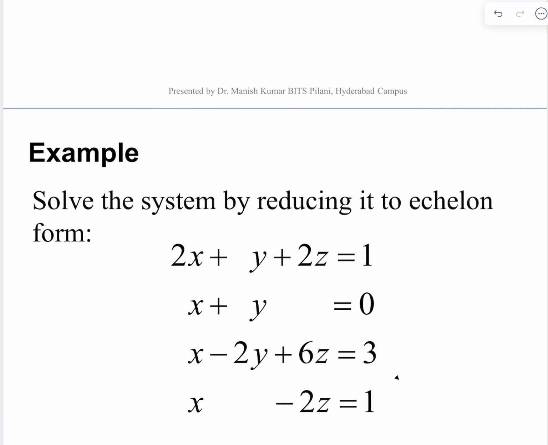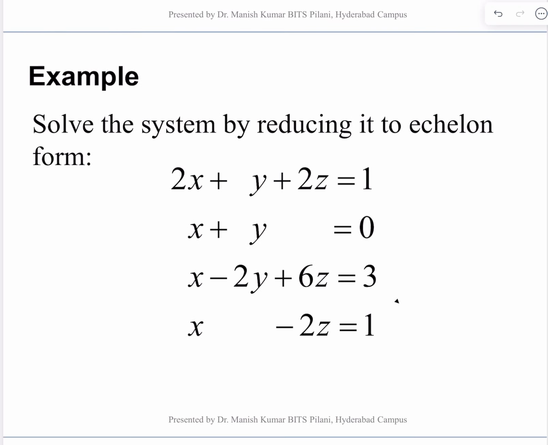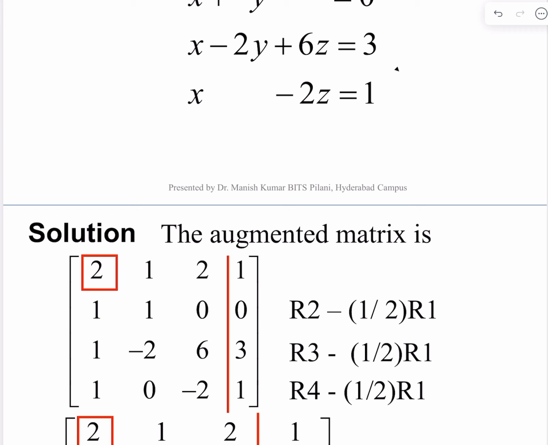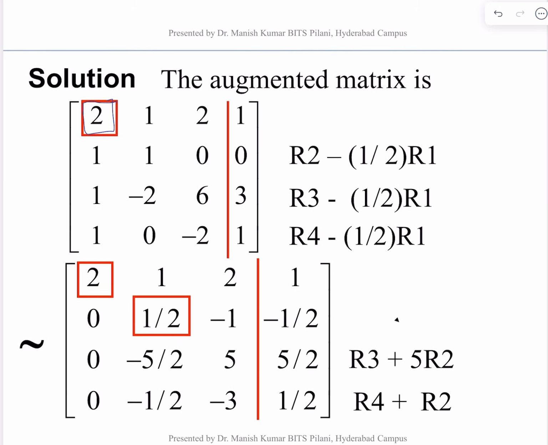Okay. Now we will solve another system. Solve the system by reducing it to echelon form. The system is 2x plus y plus 2z equal to 1, x plus y equal to 0, x minus 2y plus 6z equal to 3, and x minus 2z equal to 1. Now the same argument: make the pivot element non-zero and then make 0 the entries below it in the same column using suitable elementary row operations.